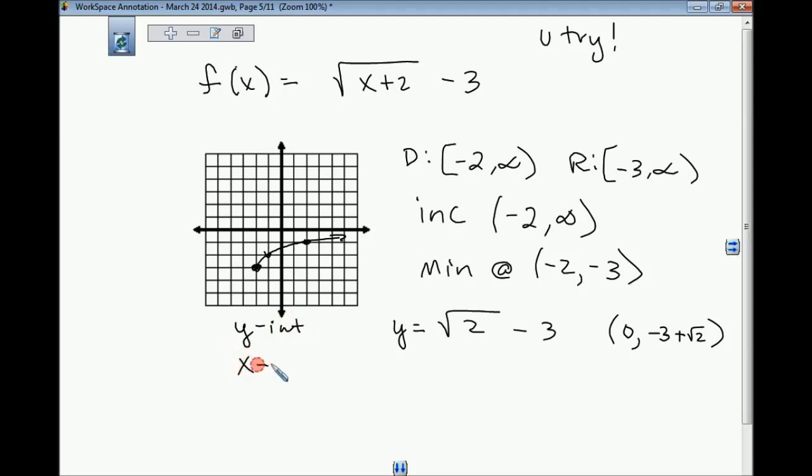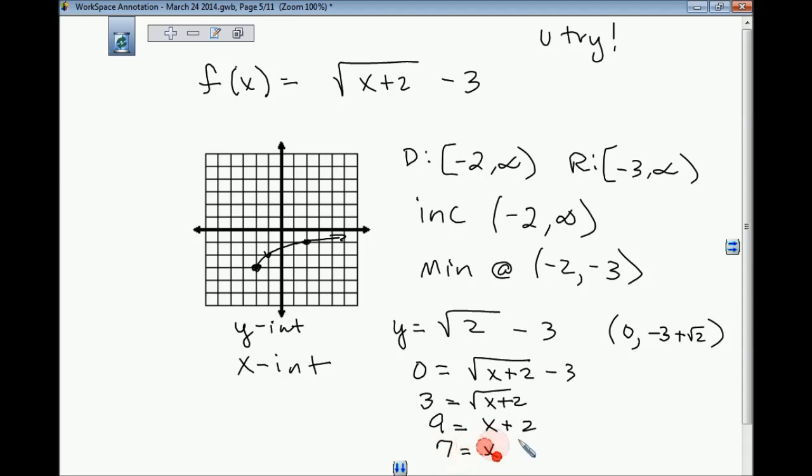Okay, x-intercept, we plug in 0 for y. 0 equals the square root of, so move the 3 over, square root of x + 2 equals 3, square both sides, subtract 2. So we get the x-intercept is (7, 0). And it may have shown up pretty on your graph. I just didn't go over 9 and up 3.